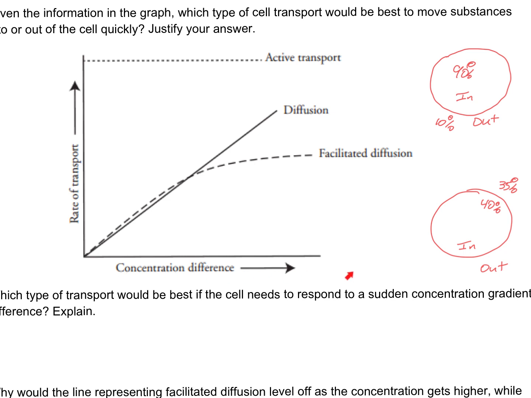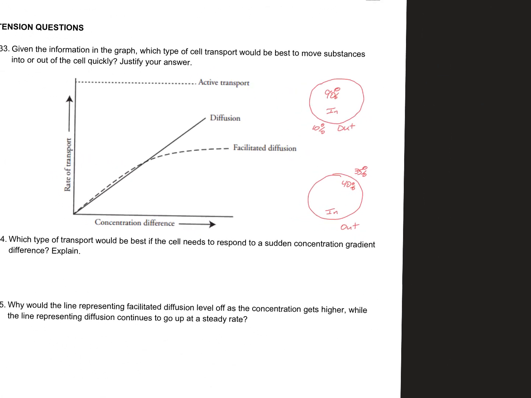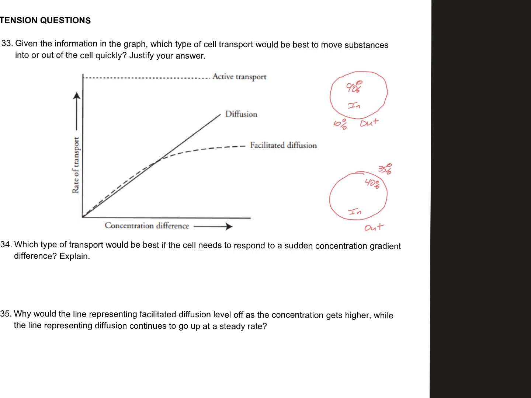The bigger the difference, you can see with diffusion and facilitated diffusion, it's the difference between the two sides that tells you how fast the material can move in and out of the cell. Why is that important? Because you can't wait too long to get some of these functions to occur. Imagine you had to wait 10 minutes to get oxygen into your cells. Your cells would die. So you need to be able to do it quickly.